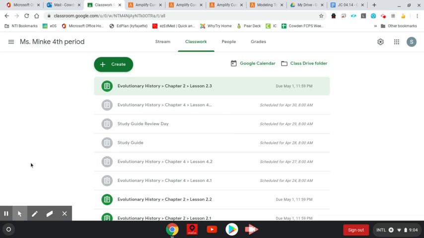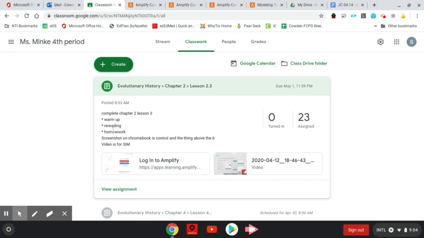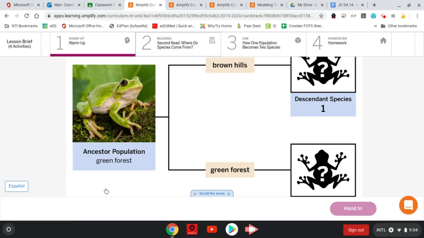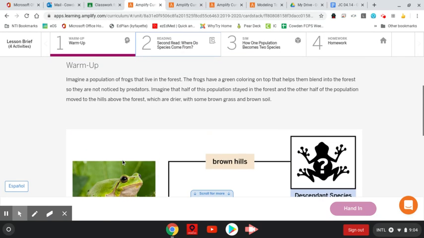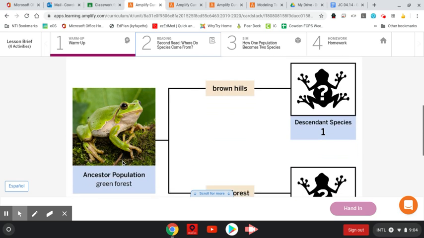Good morning. So, Miss Mink would like you to do Evolutionary History, Chapter 2, Lesson 2.3. Today she wants you to do the warm up, the rereading, and the homework. There is a simulation involved. Okay? So, on the warm up, it's going to come up with this family tree of frogs.